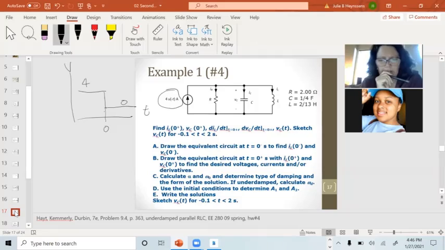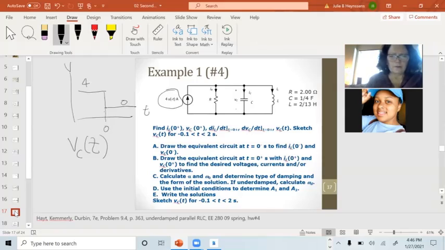What do we want to solve for? I'm going to solve this for vC of t. Let's keep this a little bit simpler. So we're going to solve this for vC of t. Okay, so first thing I want to do is find the initial condition.